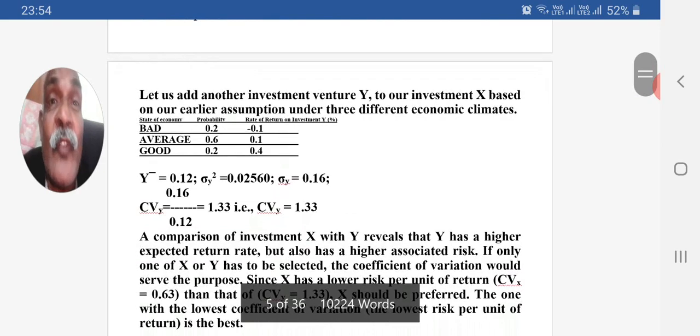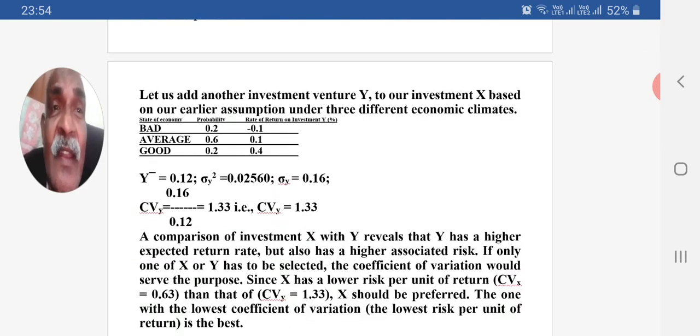And when we calculate coefficient of variation, that is standard deviation divided by expected return, here 0.16, standard deviation of investment Y, divided by expected return 0.12, 12%, and this coefficient of variation is 1.33. Now we have calculated the coefficient of variation of X, that is 0.63, and coefficient of variation of investment Y is 1.33. Now we have to analyze which investment is better for investment.